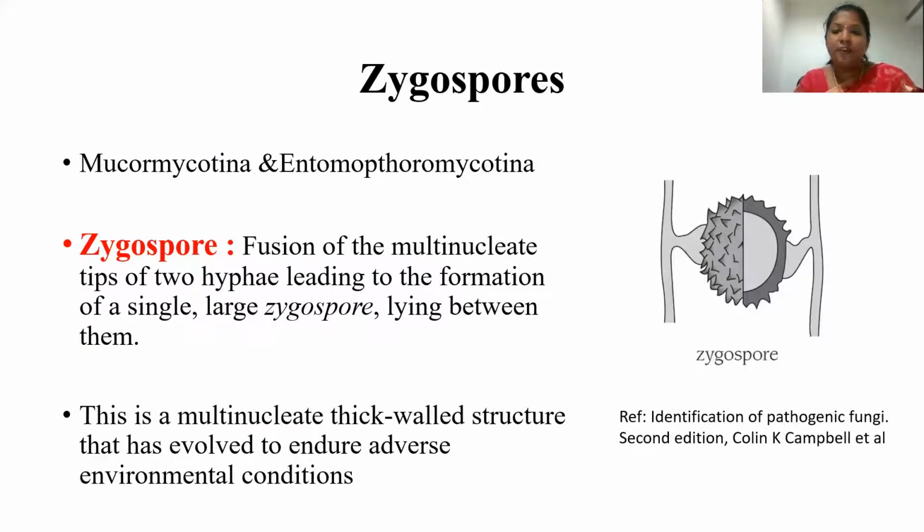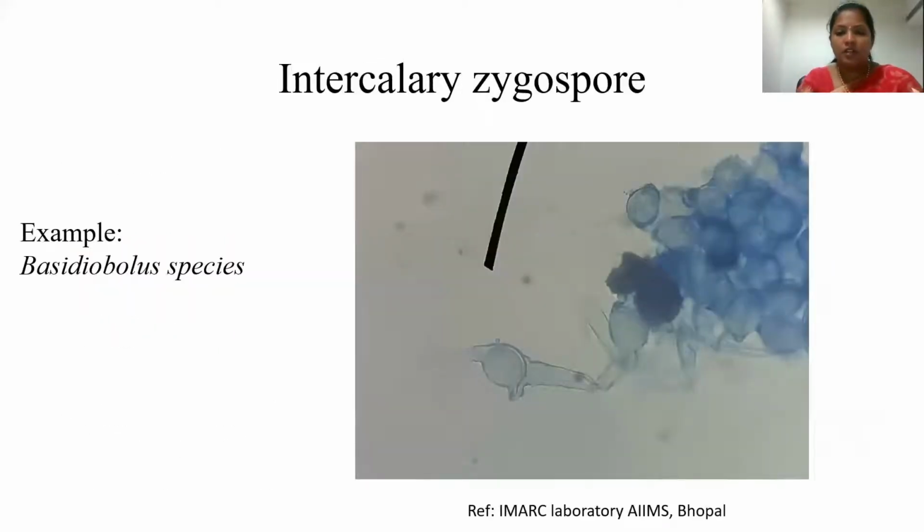Next, we should know about the zygospores. Zygospores are produced in the Mucormycotina and Entomophthoromycotina. Here you can see the zygospore. These are formed by the fusion of multinucleate tips of two hyphae leading to the formation of a single large zygospore lying between them. This is a multicellular, multinucleate, thick-walled structure that has evolved to endure adverse environmental conditions. Here you can see this is an intercalary zygospore seen in the Basidiobolus species.